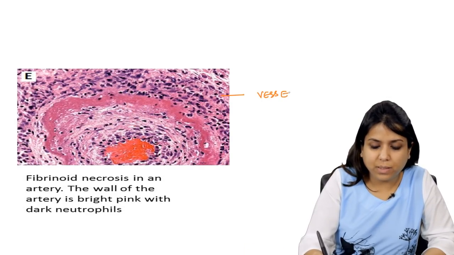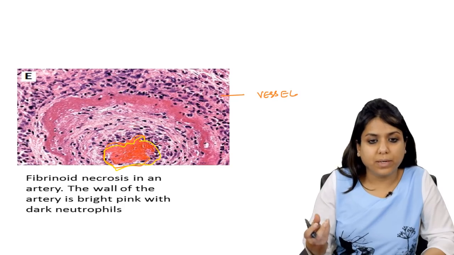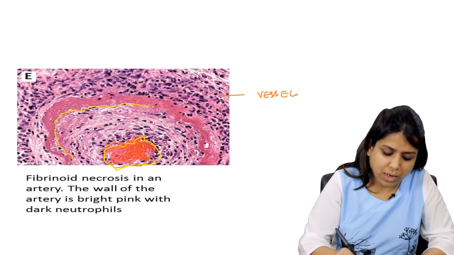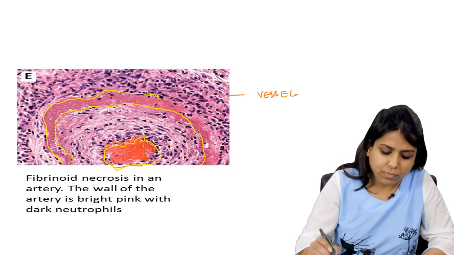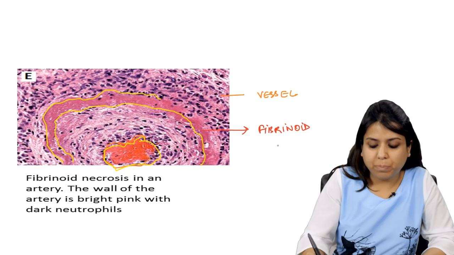This image, students, is a blood vessel. Why do I say it's a blood vessel? Because you can see these RBCs in the lumen, right? And all of us can appreciate this pinkish line around the blood vessel. So this is what we call fibrinoid necrosis in the vessel wall.